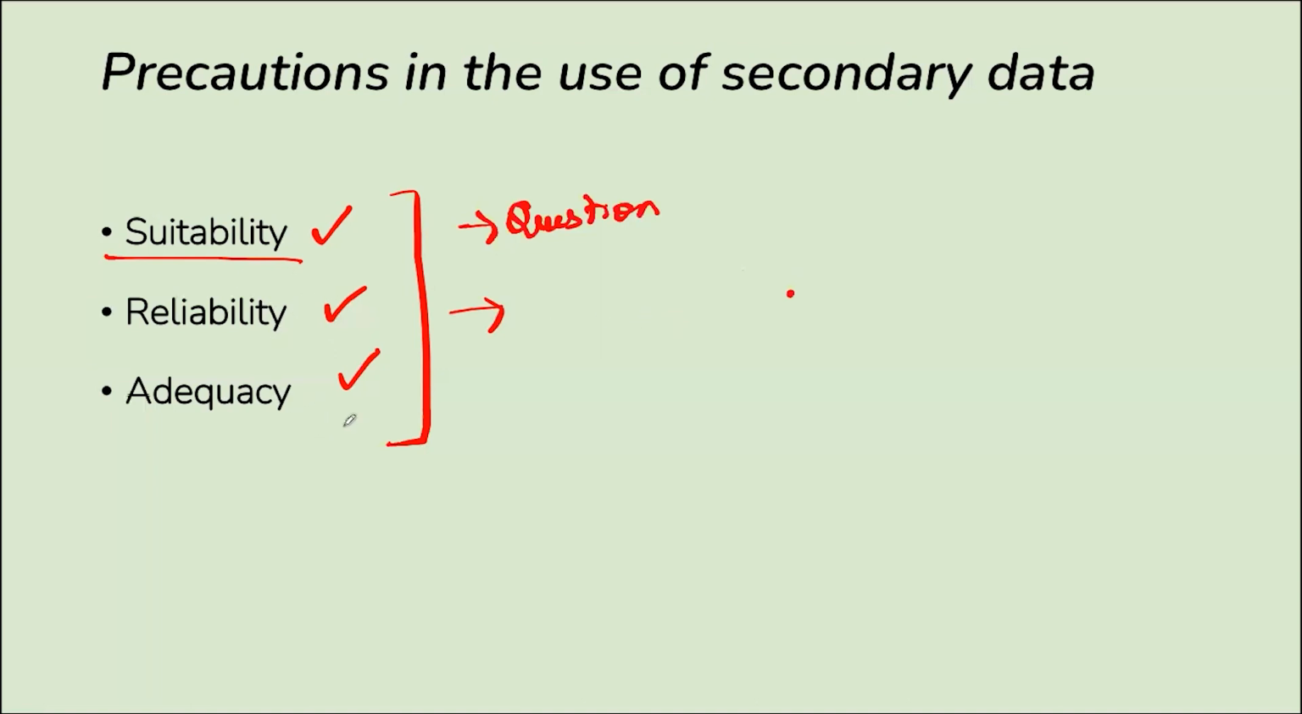Adequacy means the data from the secondary sources may be available, but its scope may be limited, and it may not serve the purpose of the investigation. It may be possible the data is not adequate. It may serve only a part of the requirement for the investigator, or the time period of the data may be different from the time period the investigator requires. So in that case, it will be inadequate.